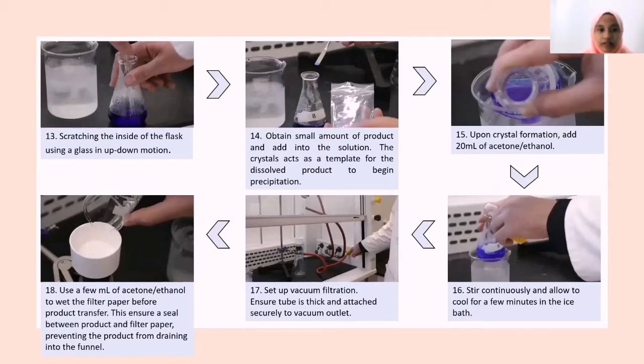The first technique is to scratch the inside of the flask gently using a glass rod in an up and down motion. The second technique is to obtain a small amount of product and add it into the solution. The crystal will act as a template for the dissolved product to begin their precipitation.